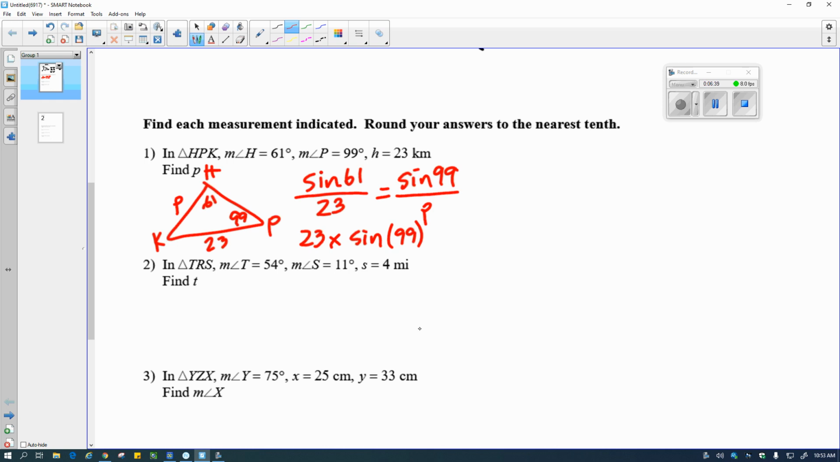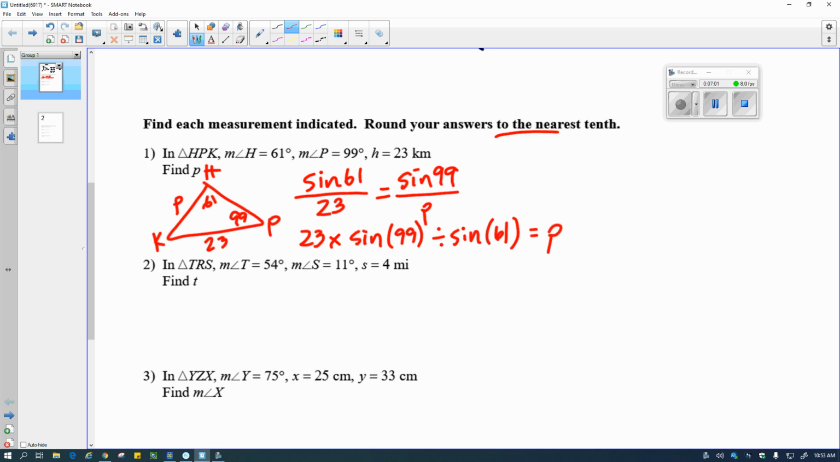And that's what I was talking about earlier, the little details that we have to make sure we do right. Because if you forget to close it, it's going to take the sine of everything you put after it, and you'll end up with a funny answer. Okay? So I close that, and then I'll divide by the sine of 61, and I can hit equals, and I'm going to get the value of P.